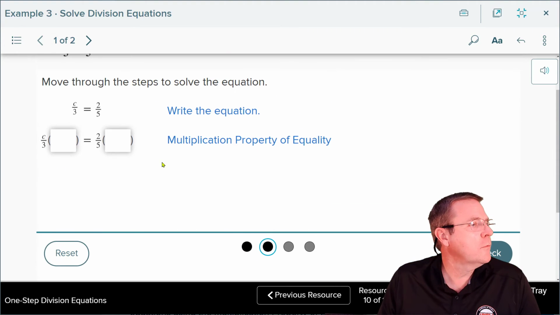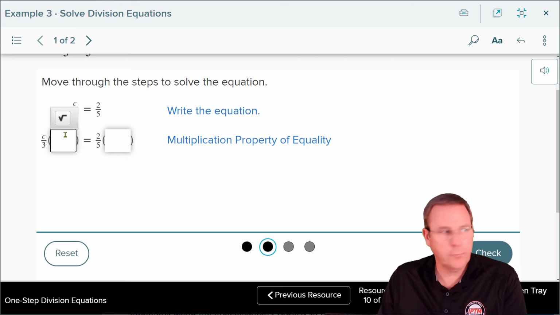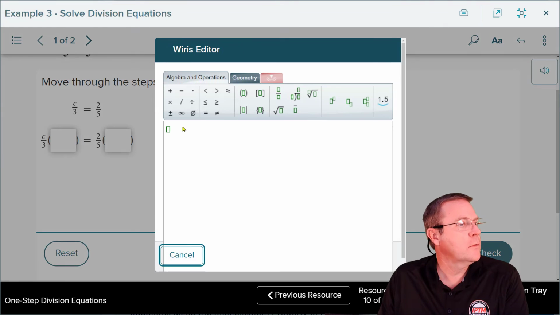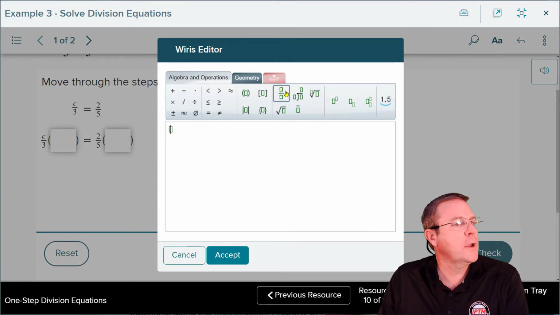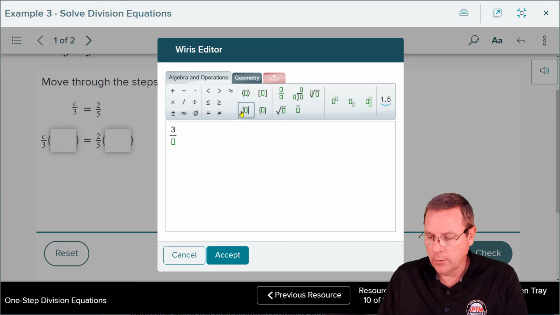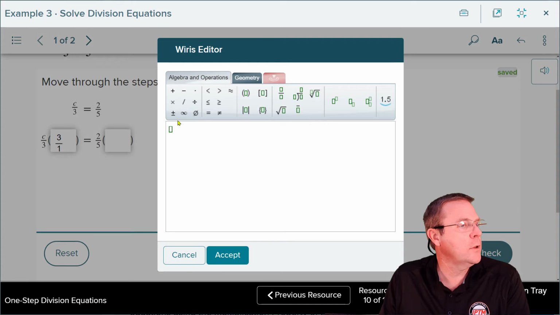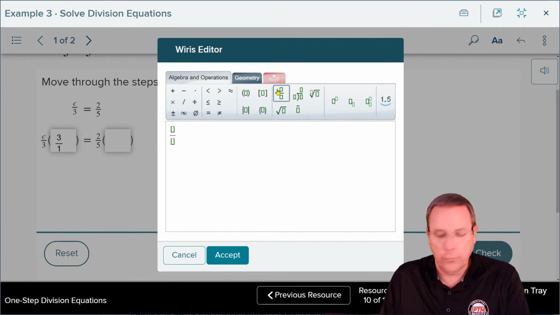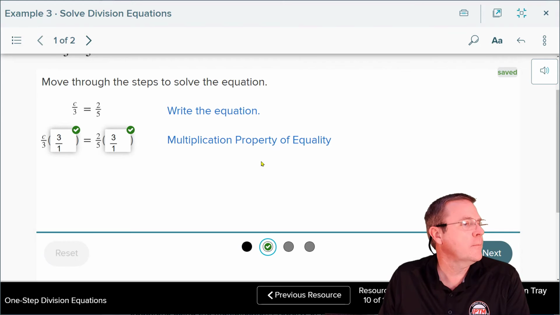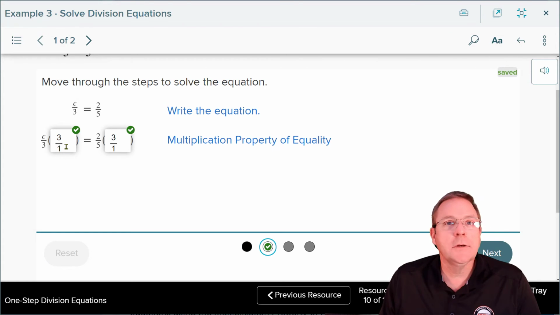So you can see right here, we're going to multiply by 3. But they're probably going to want that to be listed as a fraction, as being 3 over 1 on the left. And we're going to multiply by 3, also known as 3 over 1 on the right. Hit check, and that checks. And the reason we did it as a fraction was because we're multiplying fractions here.